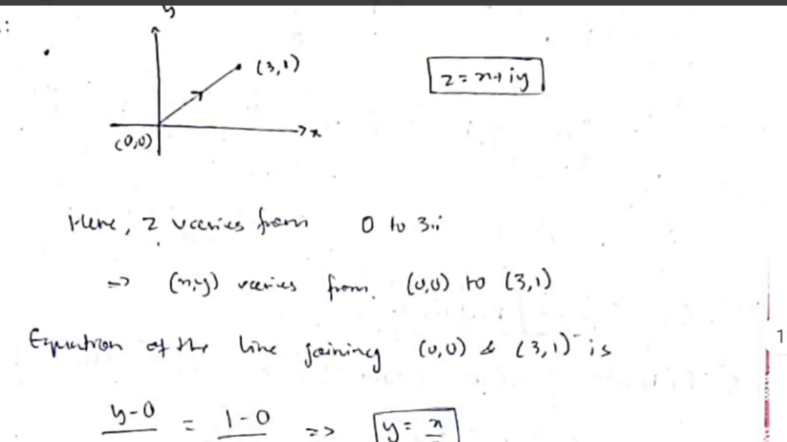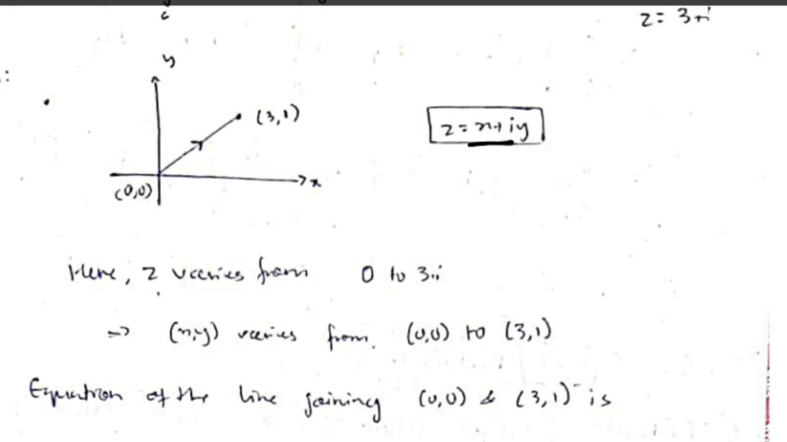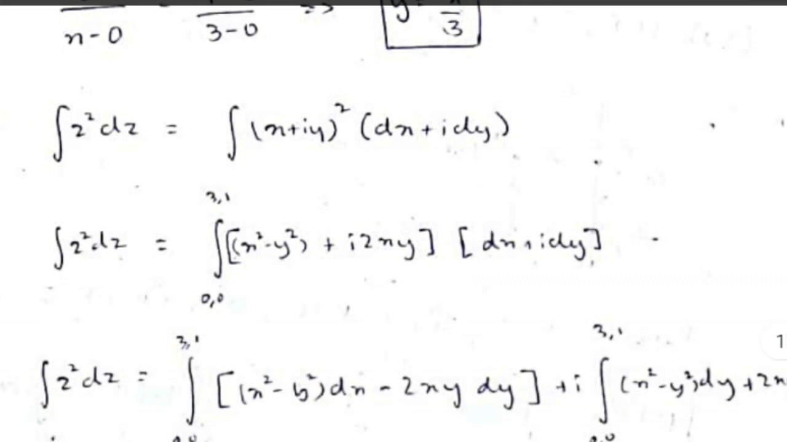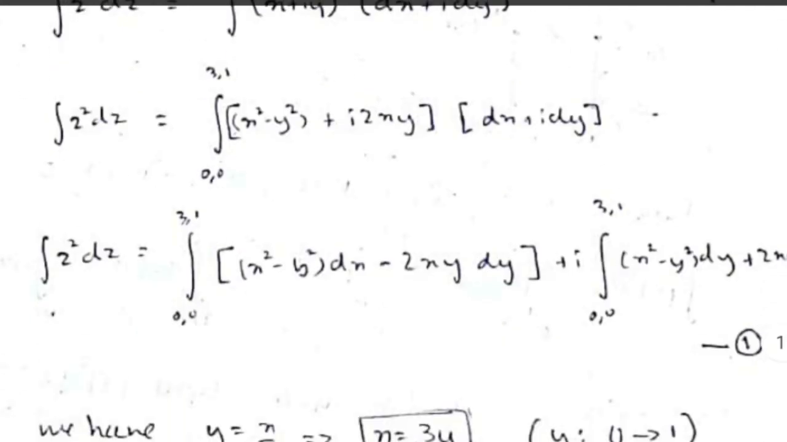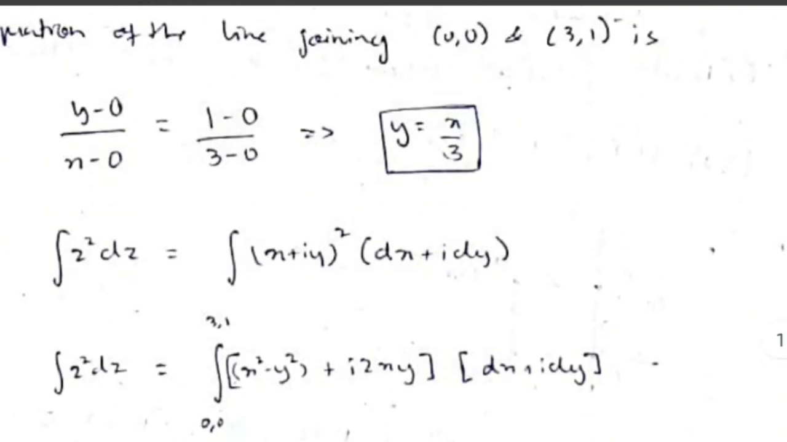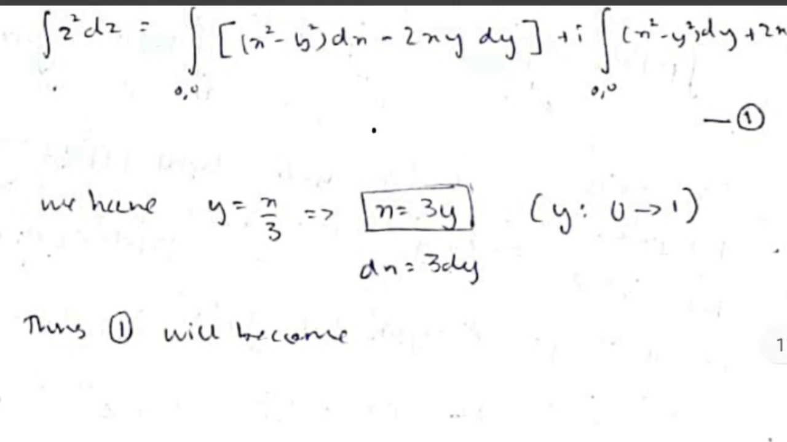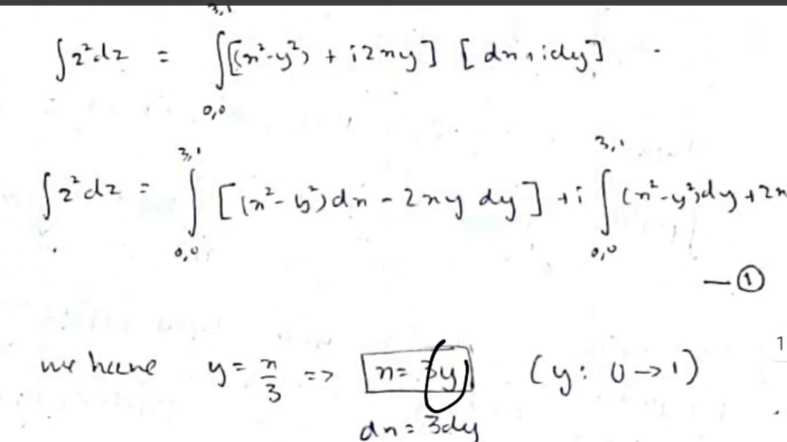After that, the next step is to substitute the value of z as x plus iy in the given z square. When we do that and substitute dz as dx plus i dy and then multiply both of these, we will get the real and imaginary parts separately. Now, since we have dx and dy both, we just need one term, either dx or dy. So by using the equation of the line, you have to substitute the value of y or x. Here I will be substituting the value of x. x is equal to 3y, so dx will be 3 dy. Wherever you find x, substitute 3y, and wherever you find dx, substitute 3 dy.